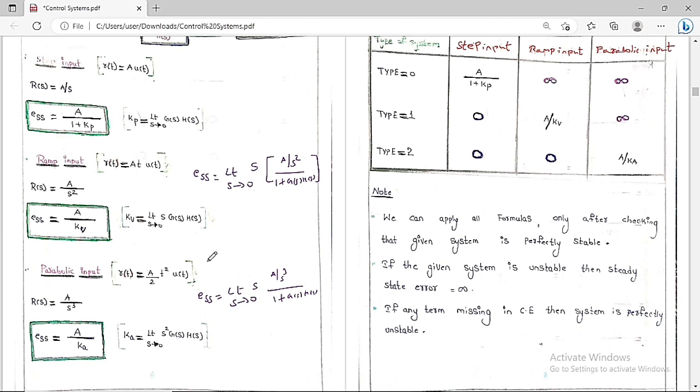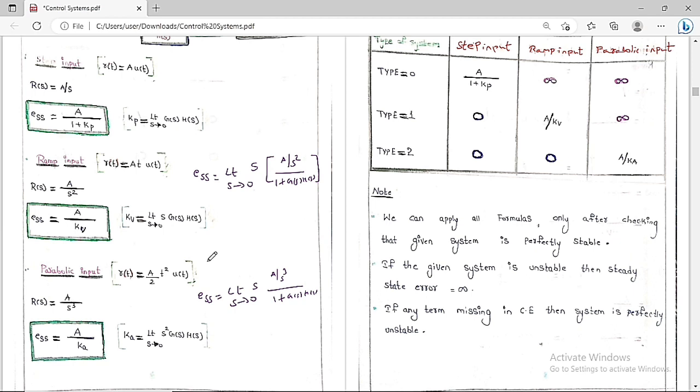Suppose in the characteristic equation, if any term is missing, then by default we can say the system is unstable. So how do we check whether the system is stable or unstable? Just by doing the Routh-Hurwitz criteria for the characteristic equation. If any poles are on the right half of the s-plane, we say it is an unstable system. If all the poles are in the left half of the s-plane, we say it is a stable system. So just by doing the RH criteria, we can confirm whether the given system is stable or unstable.